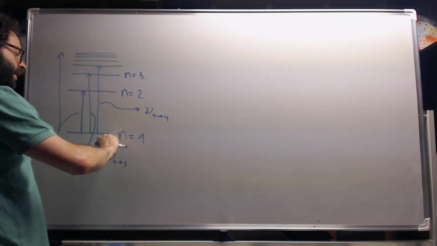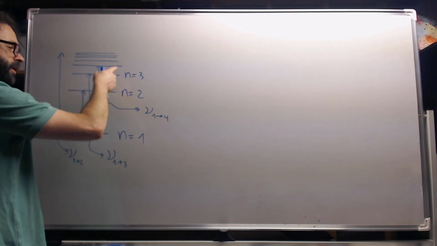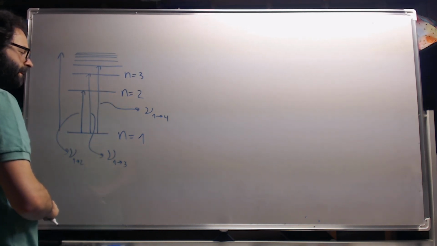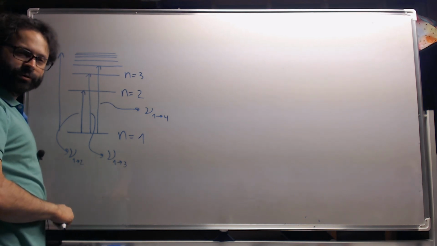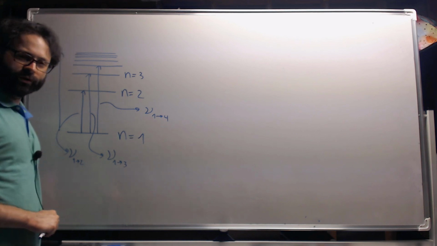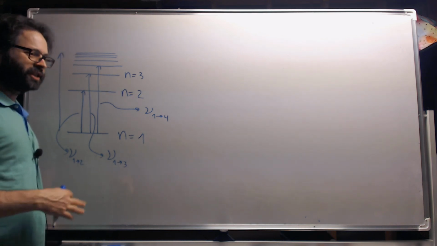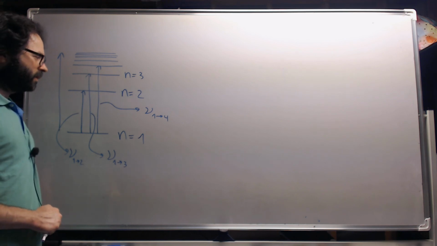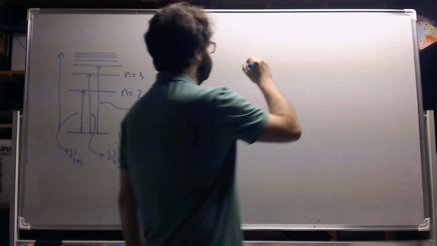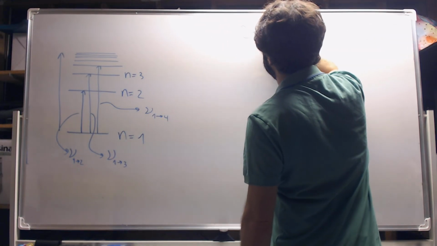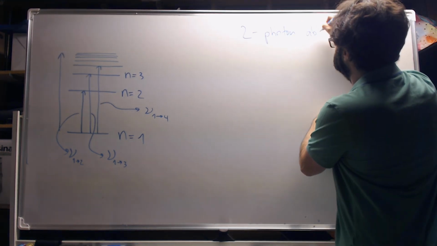But the way the electron gets from n equals 1, for example, to n equals 2 or any other quantum number does not necessitate that only a single photon is absorbed. And so there's this idea of multi-photon absorption. And the simplest manifestation of that is what's called two-photon absorption.